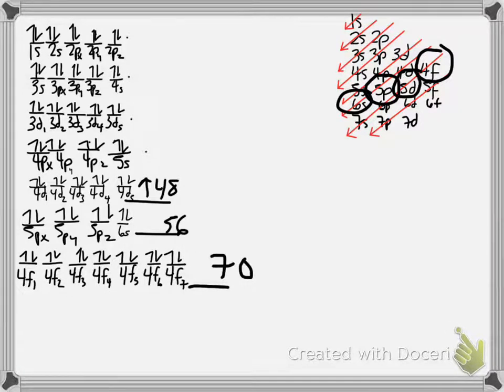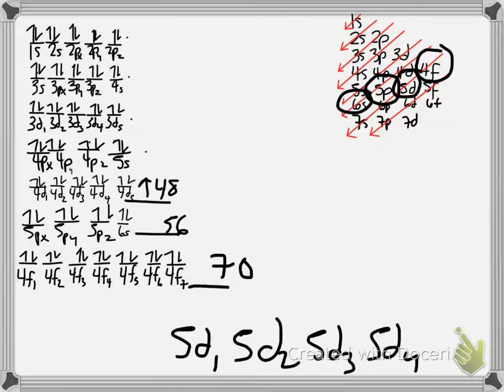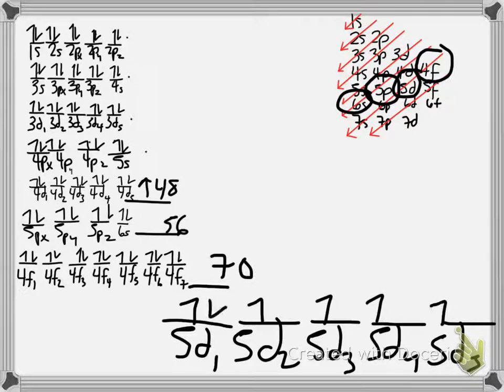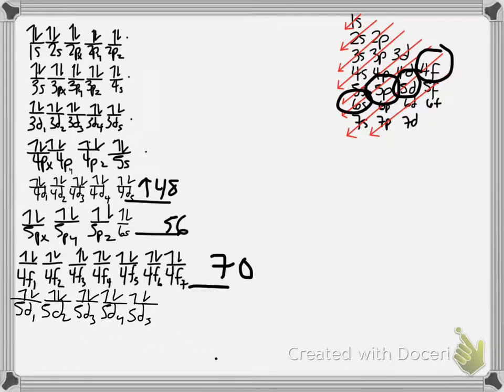What fills next? 5d. Lo and behold, guess what? 5d has how many? 10. Oh, we still need 16, huh? Darn it. 5d1, 5d2, 5d3, 5d4, 5d5. 1, 2, 3, 4, 5. 1, 2, 3, 4, 5. That gets us to 80. We need 6 more. Okay, now I can do my little lo and behold.